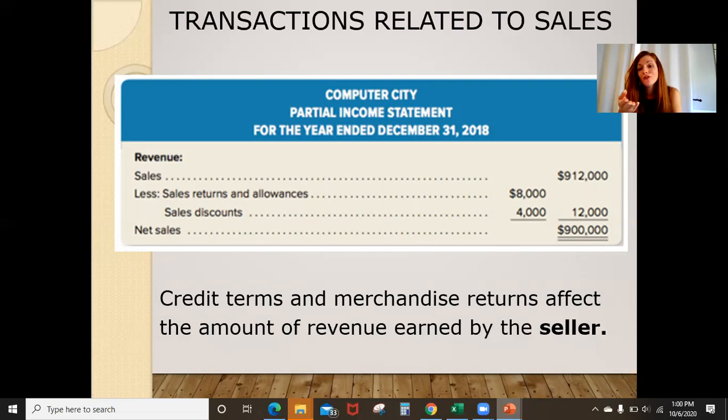And then we offered our customers a discount. A lot of people took advantage of that discount and paid within our terms. So we also have to show that we had $4,000 of discounts. That's both the returns and the discounts are going to bring down our revenue number. So total, they bring it down by $12,000, which means our net sales were $900,000. So after our sales returns and our sales discounts, our net sales are $900,000.